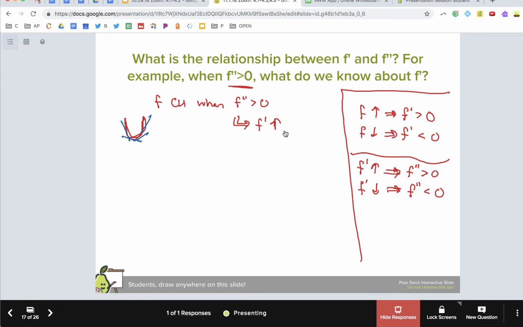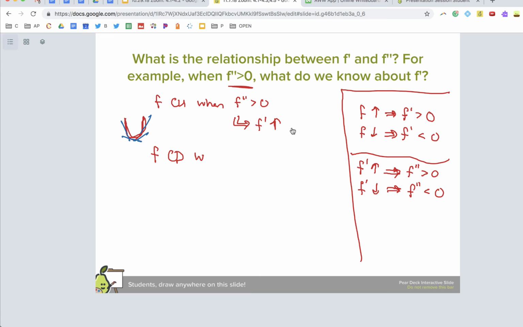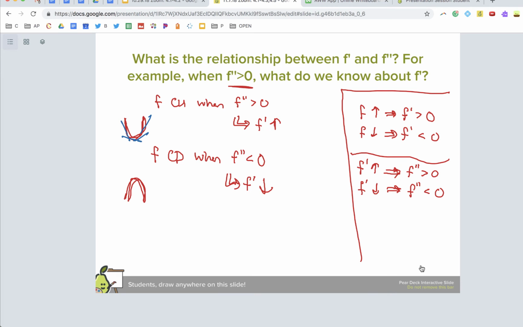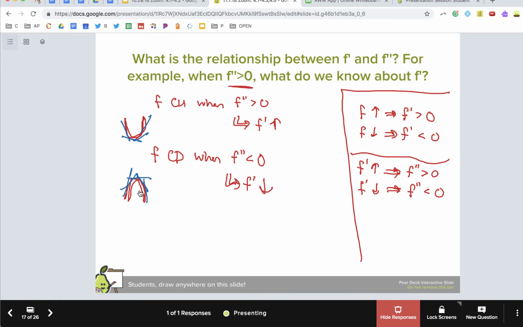F prime is increasing. F is concave down when f double prime is less than 0. We knew that. And what does f double prime less than 0 mean? F double prime less than 0 means that f prime is decreasing. Okay, graphically, that's a concave down function. The slope, say it was positive, getting less positive, zeroing, getting negative. It is decreasing over time, the values of those slopes.